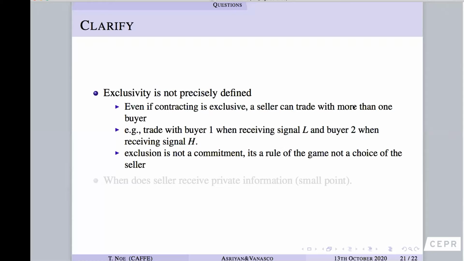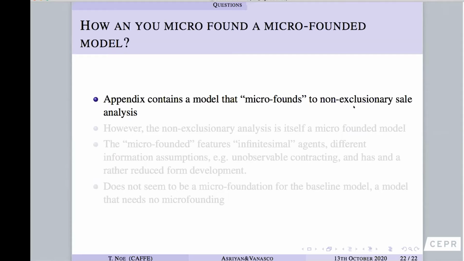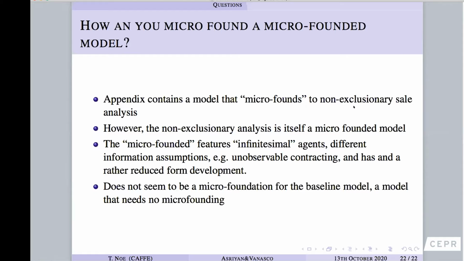I'm keeping my commitment. Okay, and also it would be nice to point out when the seller receives private information. If you read the model and work through it, it's pretty obvious, but you want him to receive his private information before he chooses the menu. And then you can pick a time either before the menu is made up or after. That doesn't so much matter, but I would look at that. And finally, I will simplify this. I didn't understand the micro-founded model, perhaps just the name. The paper is micro-founded.